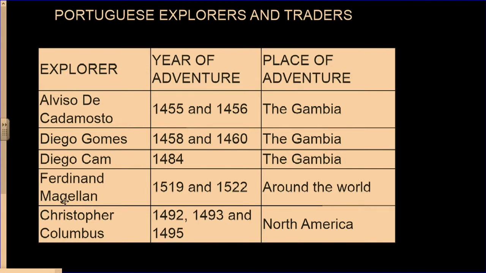We have Ferdinand Magellan, who came in 1519 and 1522. And Ferdinand Magellan went around the world. This was when people were thinking that the earth was flat. Magellan went on his famous voyage to prove that the earth was not flat, but instead it was spherical. And we have the likes of Christopher Columbus, who came in 1492, 1493, and 1495. And his place of adventure was Northern America.